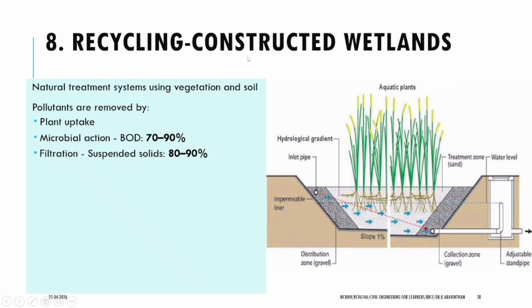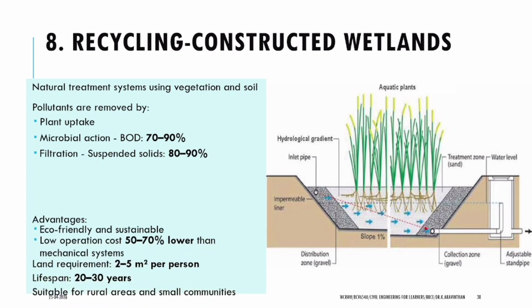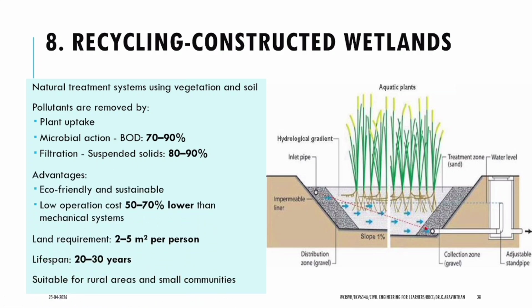So this is a natural treatment system, using vegetation and soil alone, through plant uptake and microbial action. I have told you that black water contains 90% of pathogens. This natural system, by planting trees, reduces BOD by 70 to 90 percent and suspended solids by 80 to 90 percent. This is an eco-friendly technology with low operation cost, 50 to 70 percent lower than a mechanical system.